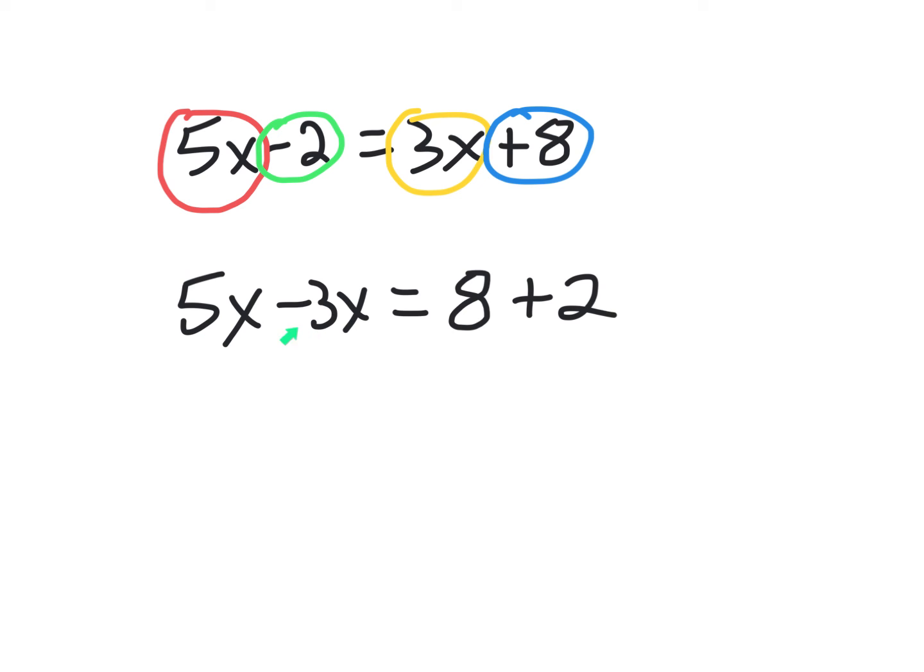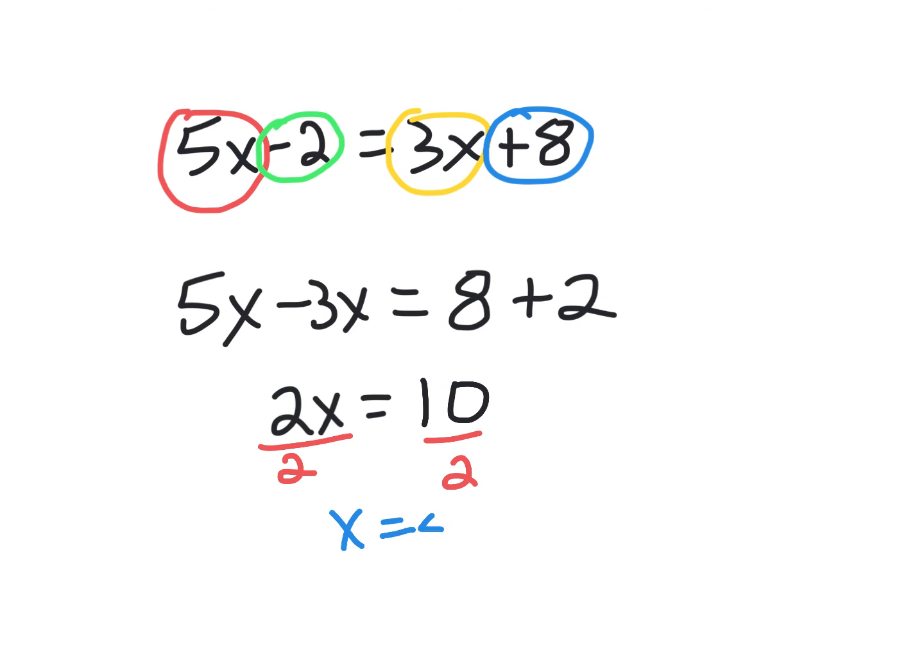Now what I've done is I've put my like terms together. I've put my 5x and -3x on the left side and my 8 + 2 on the right, and I can simply combine those like terms. So on the left side, 5x - 3x is 2x. And on the right side, 8 + 2 is 10. And that's that same equation we were working. In order to solve this, we divide by 2. And when we do that, x equals 5. So that's just another way of setting up the equation and working through to solve it.